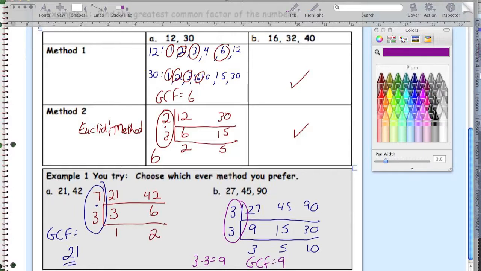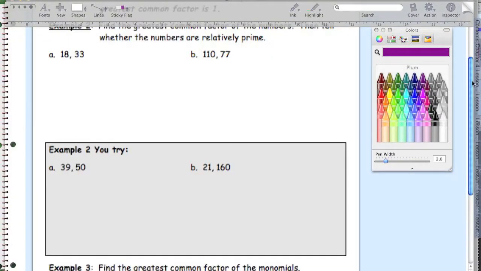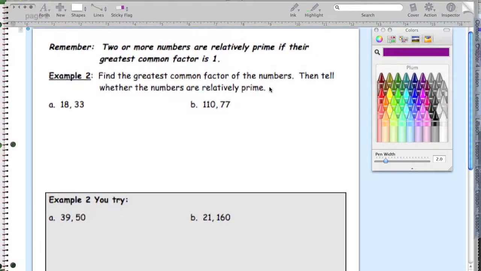Okay, let's look at the next page. Now the top part here says 2 or more numbers are relatively prime if their greatest common factor is 1. So if their GCF is 1, they're relatively prime, which we already talked about. So in example 2, it says find the greatest common factor of these numbers and tell whether the numbers are relatively prime. I'm going to skip over these.